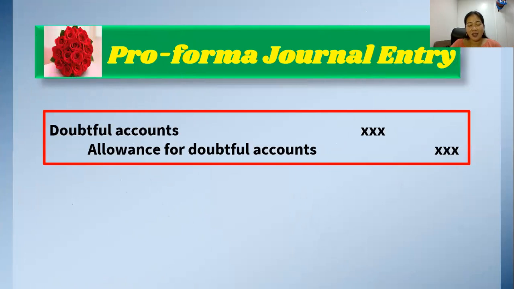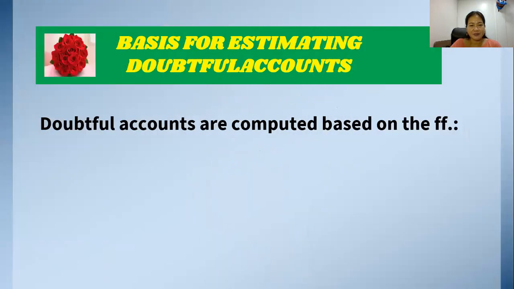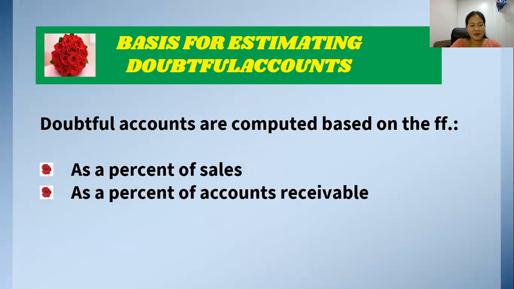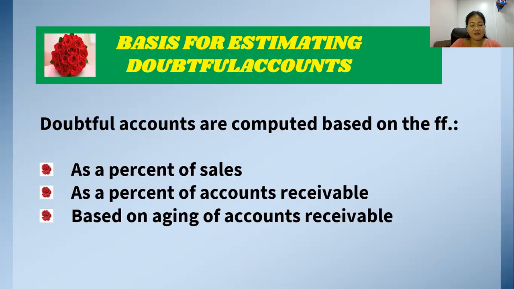So we need to determine or estimate how much of this current receivable could have a possibility of not being collected. So the pro forma journal entry to record doubtful accounts is a debit to doubtful accounts and a credit to allowance for doubtful accounts. Basis for estimating doubtful accounts: we have as a percent of sales, as a percent of accounts receivable, and based on aging of accounts receivable.